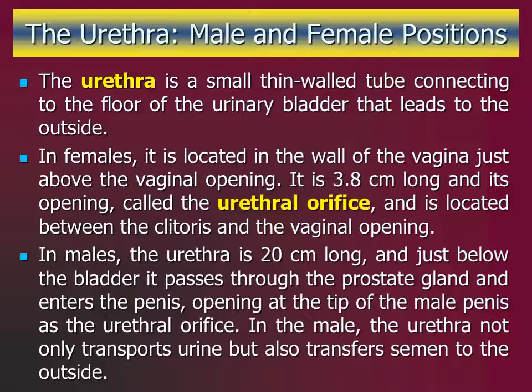In males, the urethra is 20 centimeters (8 inches) long. Directly below the bladder, it passes vertically through the prostate gland. It then passes through the urogenital diaphragm and enters the penis. It opens at the tip of the penis at the urethral orifice.